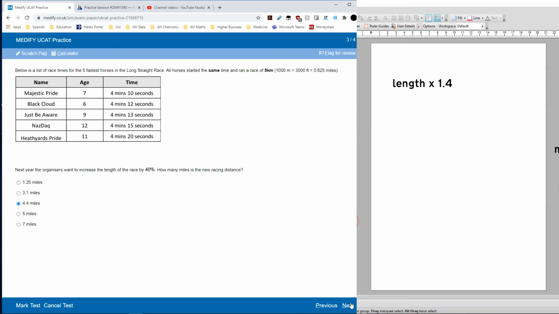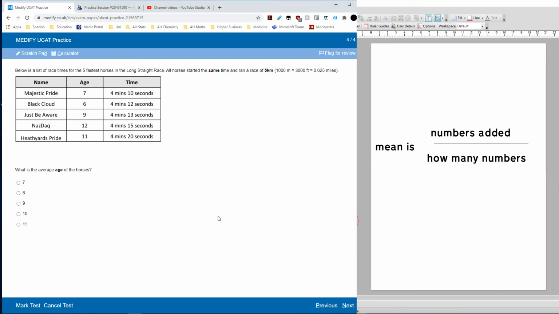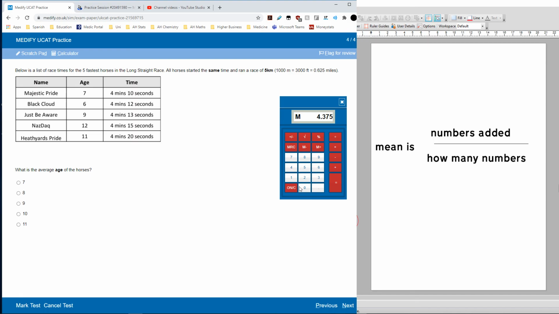Okay. Now one more. The average age of the horses. Okay, that one there is pretty straightforward. Another bit of averages. The mean is numbers added over how many numbers. So get our numbers added together, which are the age. So calculator out. 7 add 6 add 9 add 12 add 11. Divide that by 5. The average age is 9.